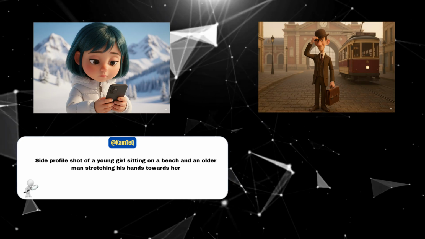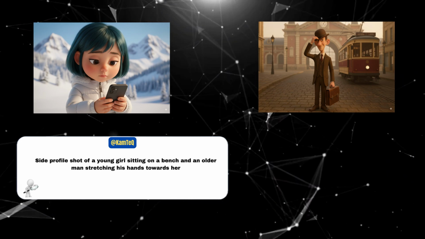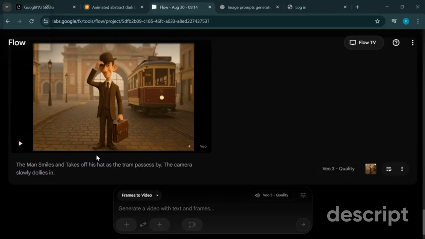Side profile shot of a young girl sitting on a bench and an old man reaching his hands toward her in a train station. And here's the result. One thing I love about Nano Banana is how it keeps characters consistent across every generation, which is exactly what we need for our animated videos. Once you're done generating your images, make sure to download them, because now we're heading over to Veo3 to animate these into a 3D video.